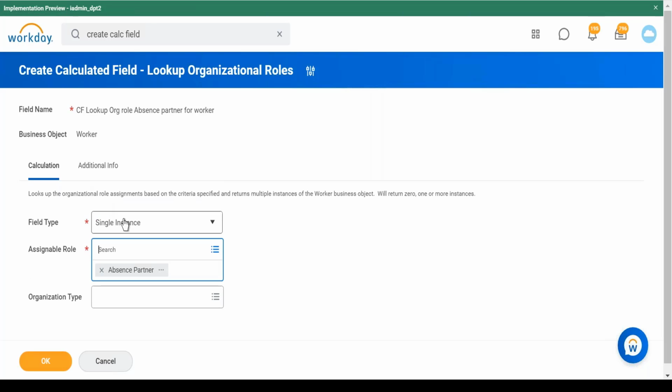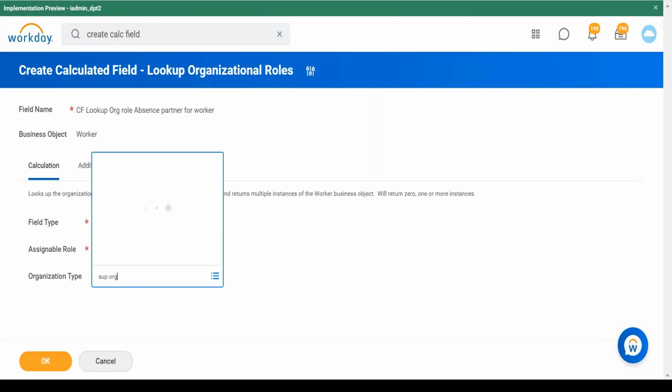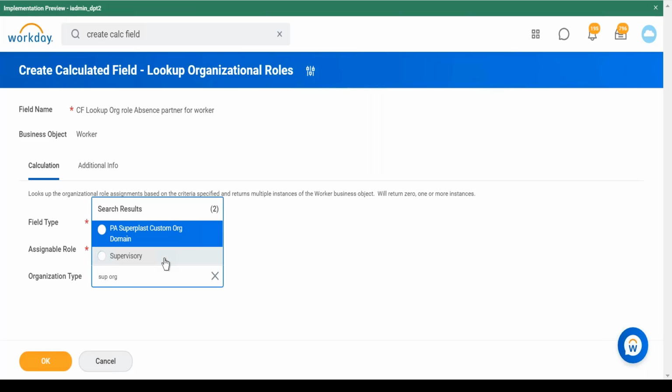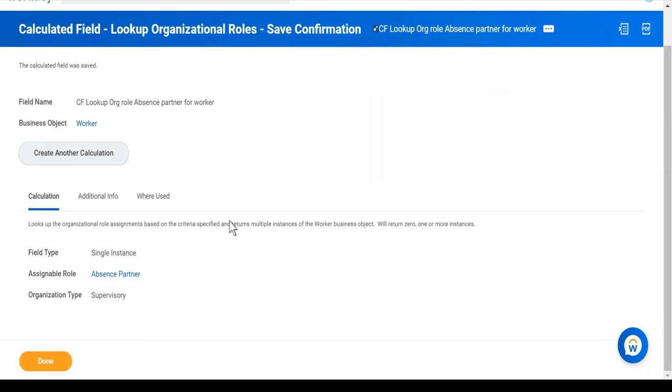Now, if I leave this org type, you can see org type is not mandatory. These asterisk marks basically denote if it's a mandatory field or not. If I leave it, then Workday is simply going to look for the first instance of the absence partner and return it for the worker. But suppose absence partner is sitting at both company hierarchy and supervisory org hierarchy, and I have been told specifically that I have to pull the absence partner only for the supervisory org hierarchy, then my organization type will become supervisory. So that's how I build this field. Before I lag again, I'm just going to click OK. Any questions on this?